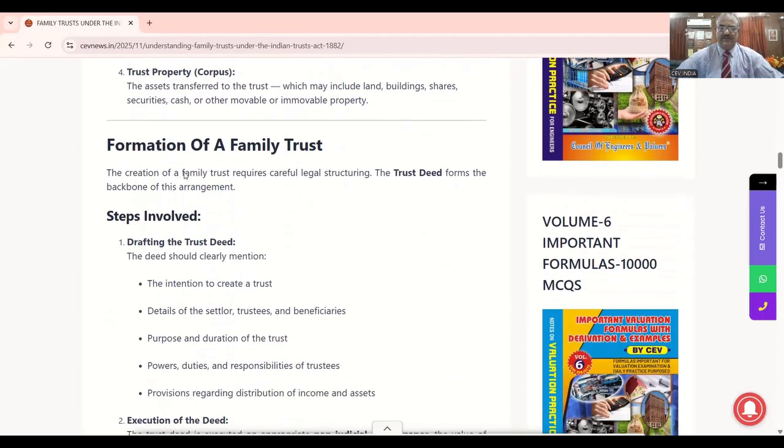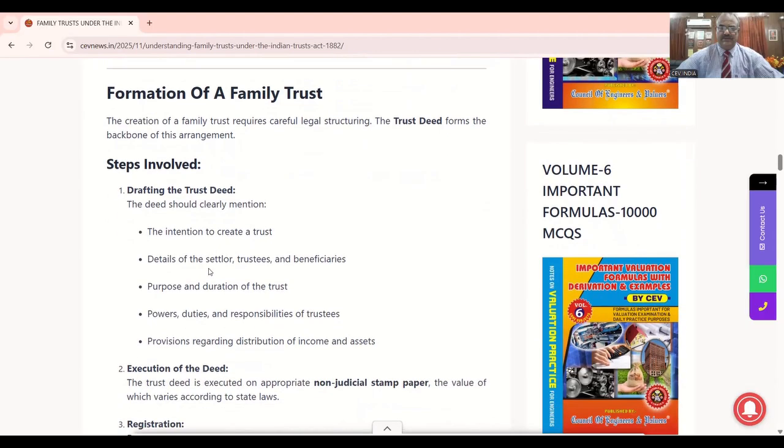Now, how to form a family trust? Formation of a family trust. We will discuss various important steps involved in this. The creation of a family trust requires careful legal structuring. The trust deed forms the backbone of this arrangement. So, trust deed is to be created very carefully and requires careful legal structuring because it forms the backbone of the agreement.